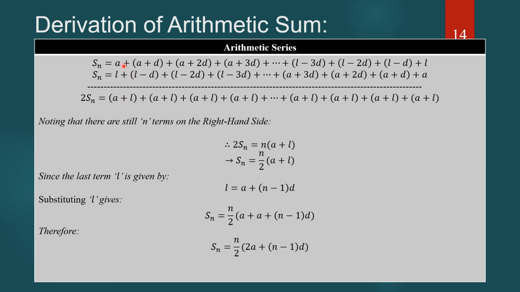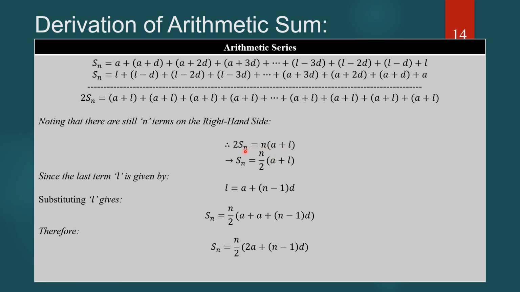Immediately you will see that if you add your first statement and the second statement together, you will end up getting a plus l for all. You will be getting a plus l for all, and then if you sum the left hand side together as well, you will have 2Sn. Noting that there are still n terms on the right hand side, we will add n to represent the number of terms on the right hand side.